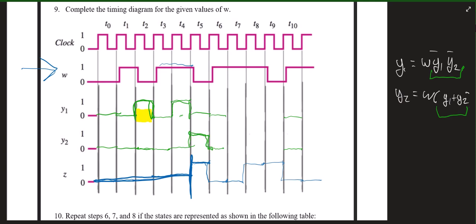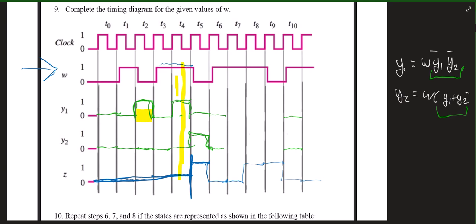Wait, for the one we just did, is that looking at T3 and 4, or just T3 or T4? Which one is it looking at? The one I just did looked just at this column, just at the one coming before. When I did Z, I looked at the two previous ones. When I'm doing Y1 and Y2, I'm looking at just the previous one. Okay.